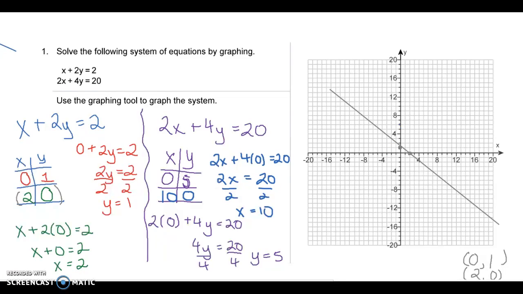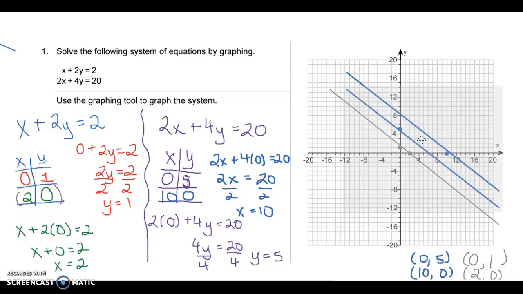I'm going to graph 0, 5, which is here. Again, in that bottom corner, you're looking for 0, 5. And then I'm going to graph 10, 0. Then my math lab will automatically draw that line. This is going to be a little rough here. Let's see. Move that a little bit.